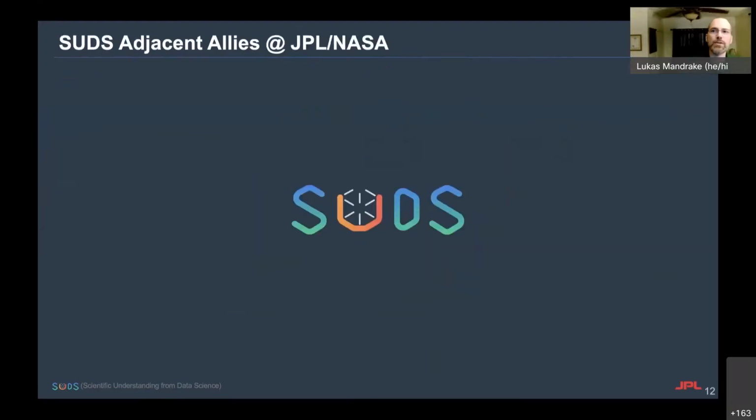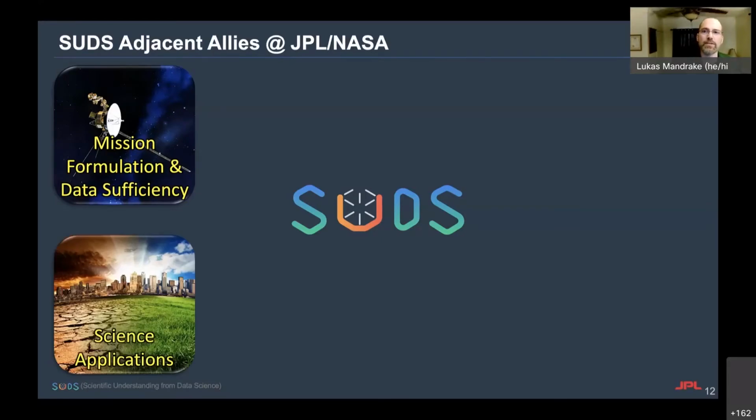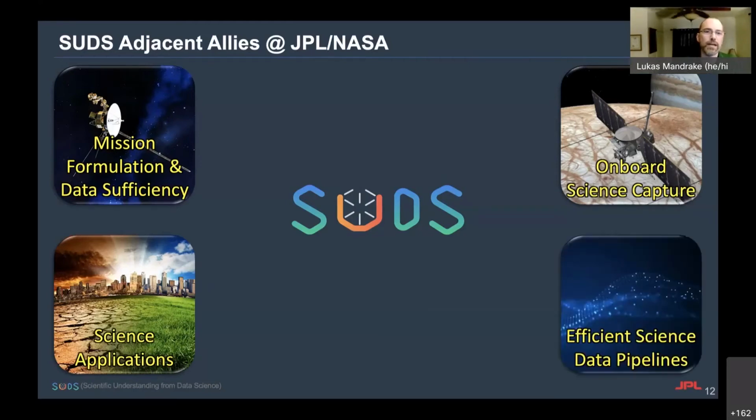The SUDS effort exists within JPL among many closely aligned interests. Mission formulation and strong traceable proposal concepts can benefit from data science approaches, especially uncertainty quantification and emulation. The natural way data science can enable fusion of science and non-science datasets informs science applications and decision makers. Onboard science capture of changing or transient events, as well as the prioritization and summarization of high-volume science instruments, often involves data science approaches. And finally, data science can have a role to play in optimizing and accelerating science data pipelines. These four areas are allied with but distinct from SUDS.